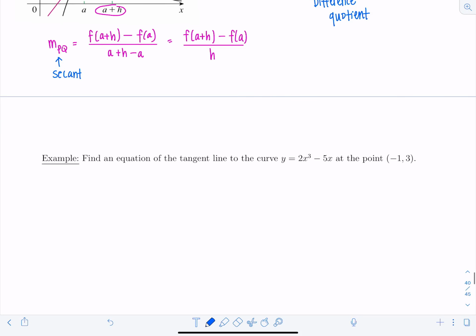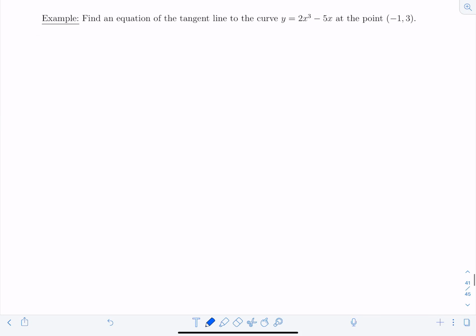First example: find an equation of the tangent line to the curve y equals 2x cubed minus 5x at the point negative 1, 3. So this is basically f of a. This is the point P. And when we're writing the equation of any line, we need two things. We need, first of all, a point, and second of all, a slope.